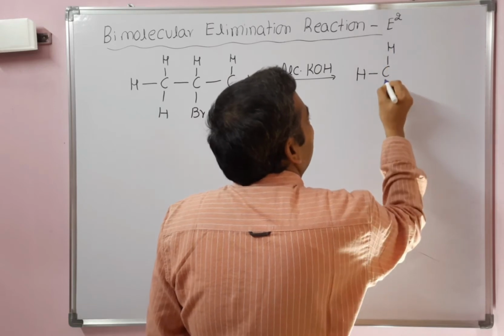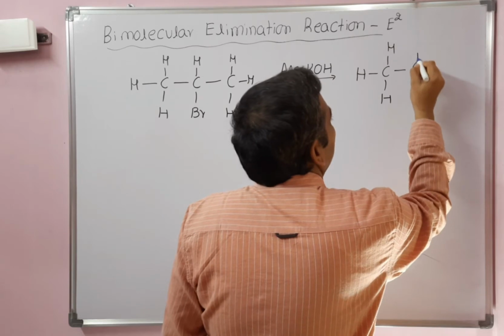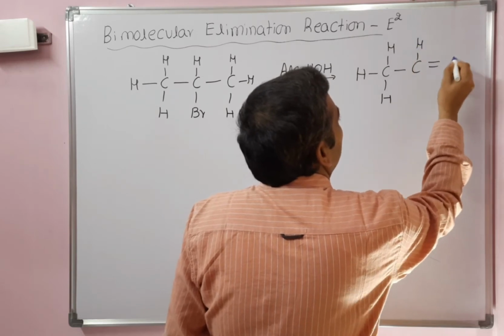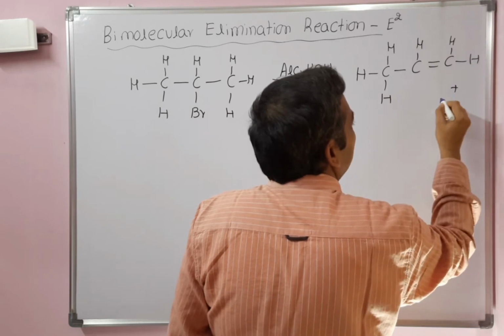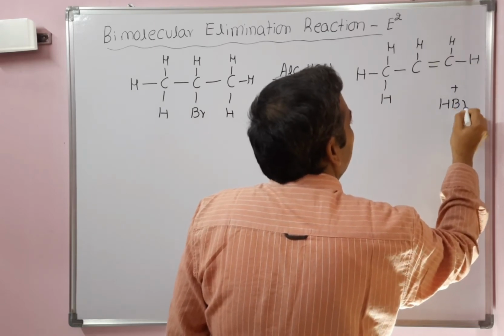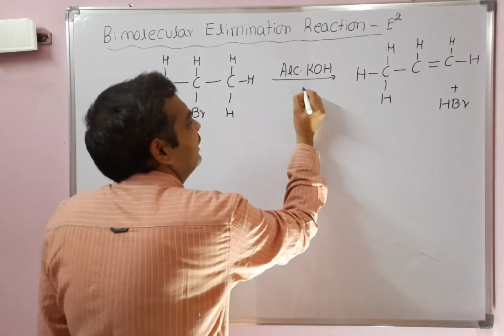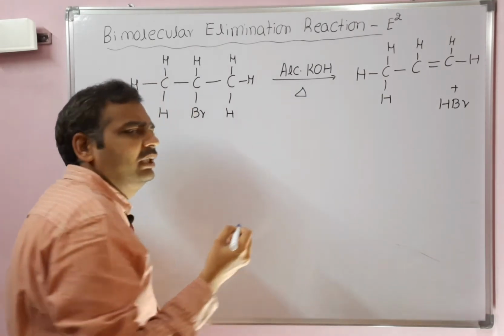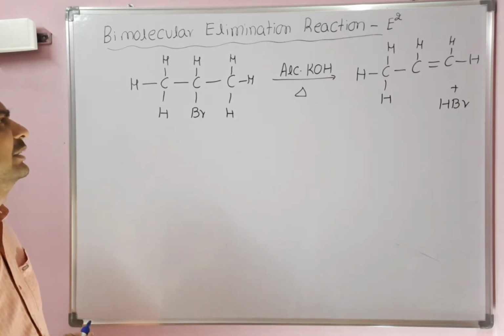The product obtained is propene, but the mechanism is completely different when compared to E1 reaction. This is the product obtained plus hydrobromic acid. So dehydrohalogenation is generally taking place here. High temperature is required for elimination reaction. Otherwise, substitution reactions will take place.